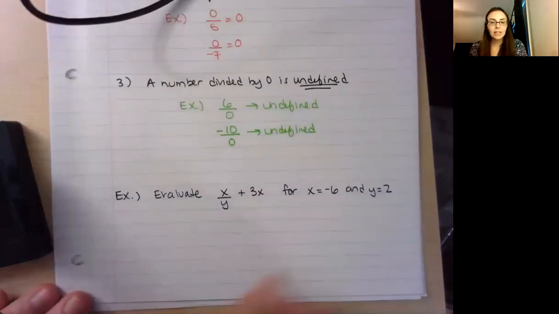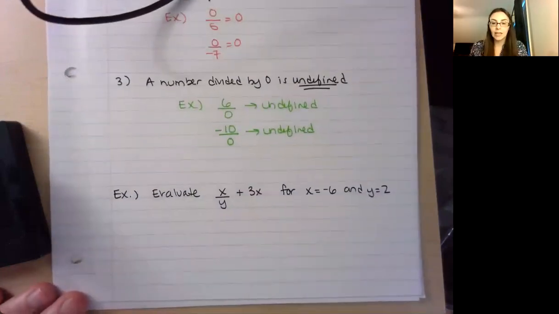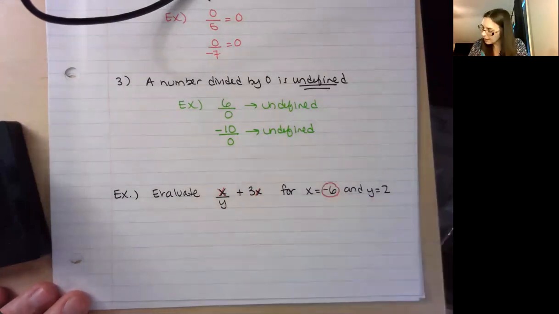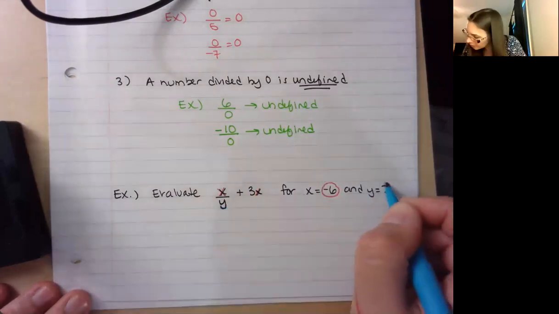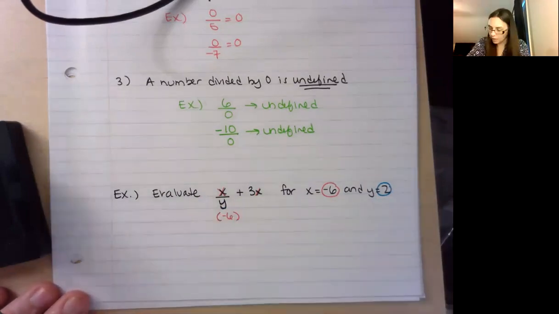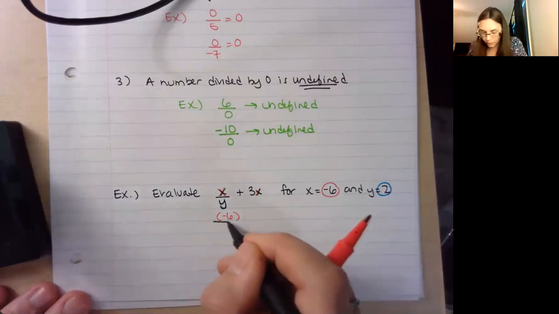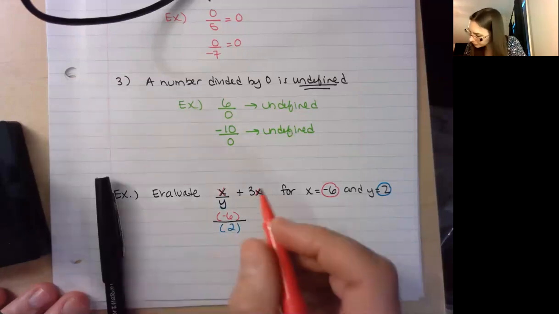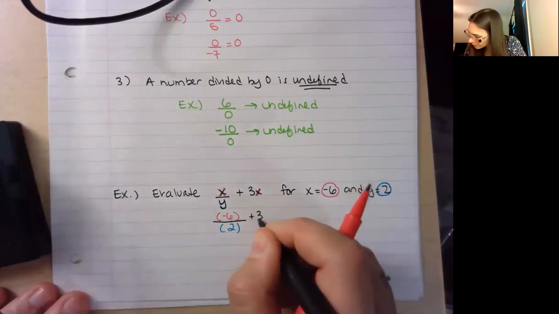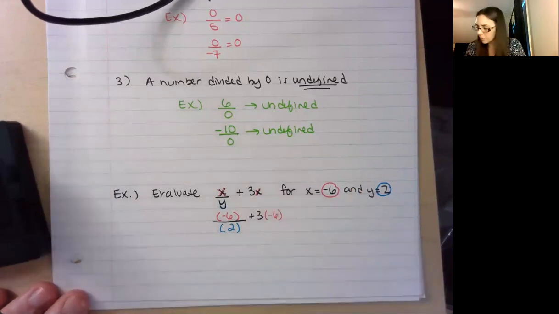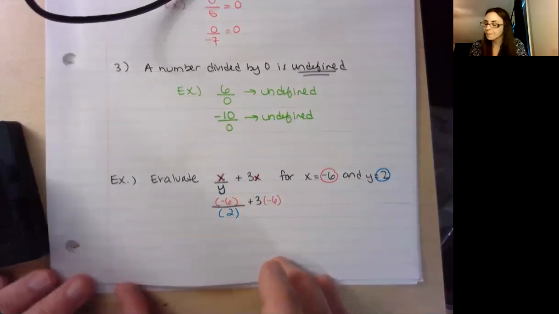So let's evaluate x over y plus 3x for x equals -6 and y equals 2. So I'm going to let anytime I see an x be -6, and anytime I see a y be +2. And again, I'm just going to use my parentheses here when I plug things in. And it just kind of reminds me how to deal with everything. So for instance, 3x means 3 times x. So I'm going to multiply there.